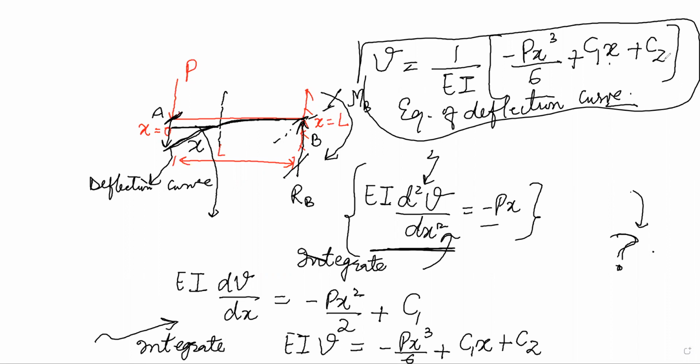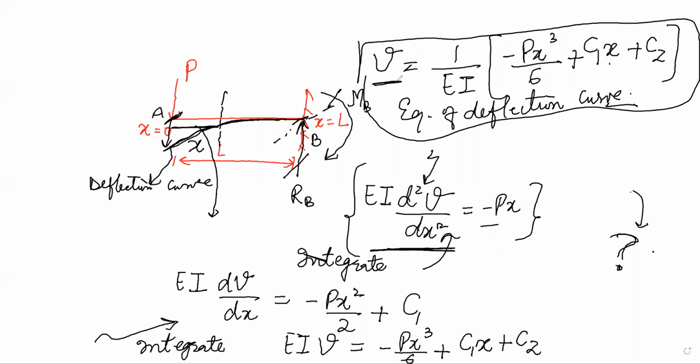So we have to find these C1 and C2, which we will obtain with the help of what are known as the boundary conditions. So what are the boundary conditions? They are very important for us. We need to understand them. But the question is that we have obtained the equation of this deflection curve.